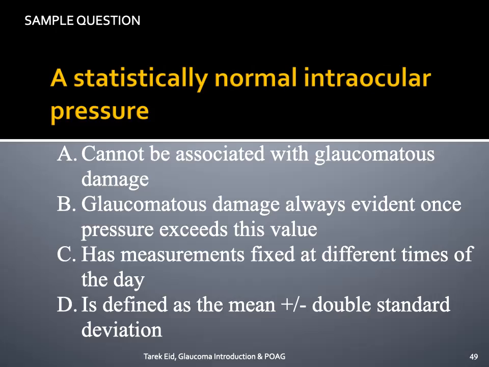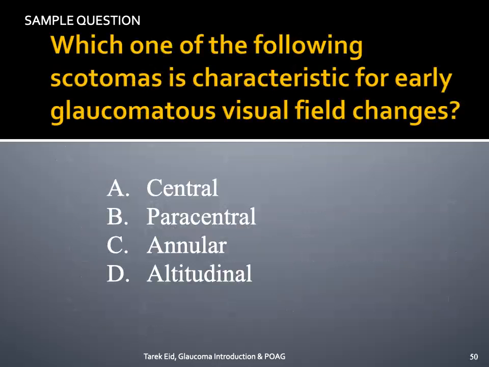Second question, a statistically normal intraocular pressure cannot be associated with glaucomatous damage, or glaucomatous damage is always evident once pressure exceeds this value, or has measurements fixed at different times of the day, or is defined as the mean plus or minus double standard deviation. The third question, which one of the following scotomas is characteristic for early glaucomatous visual field changes? Central scotoma, or paracentral scotoma, or annular scotoma, or altitudinal scotoma?